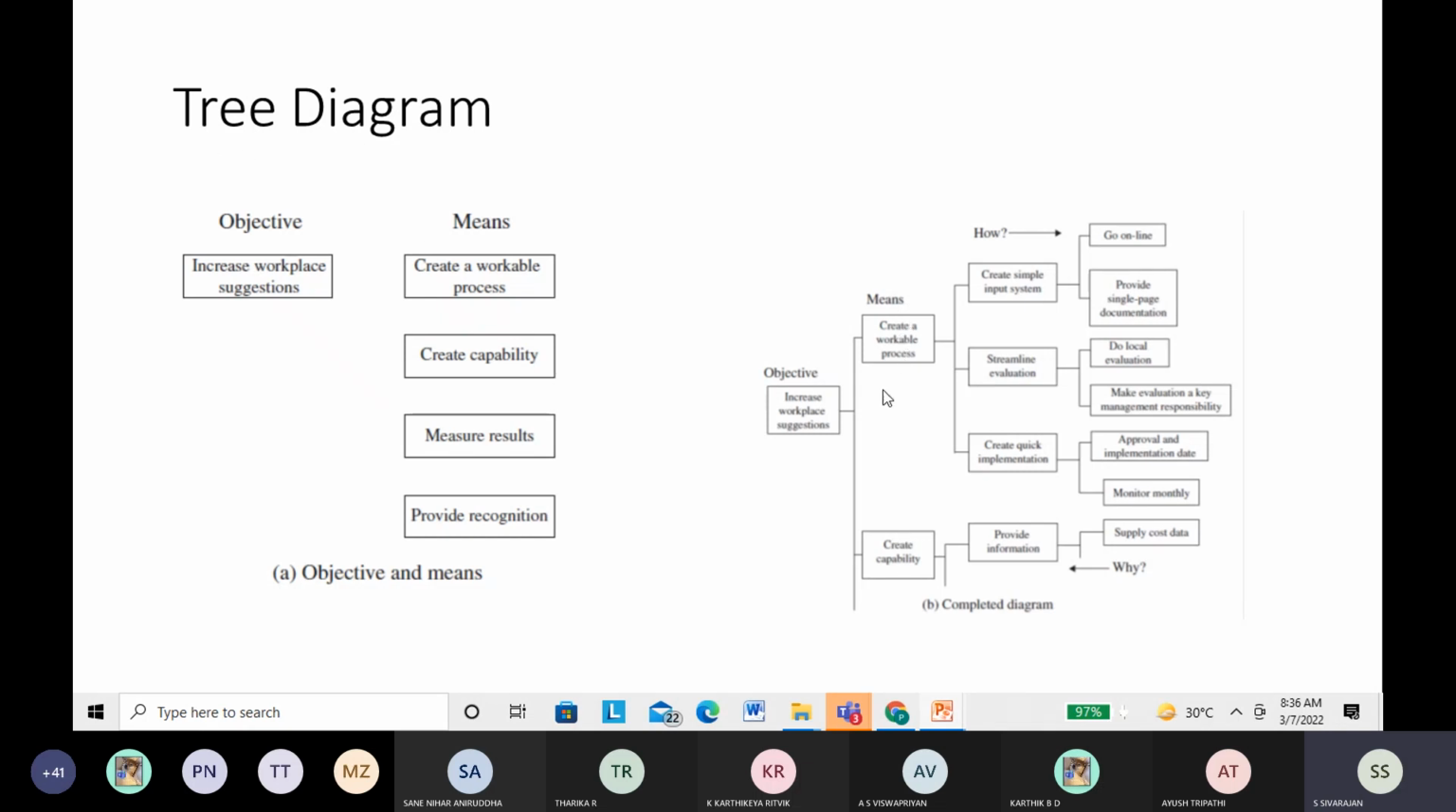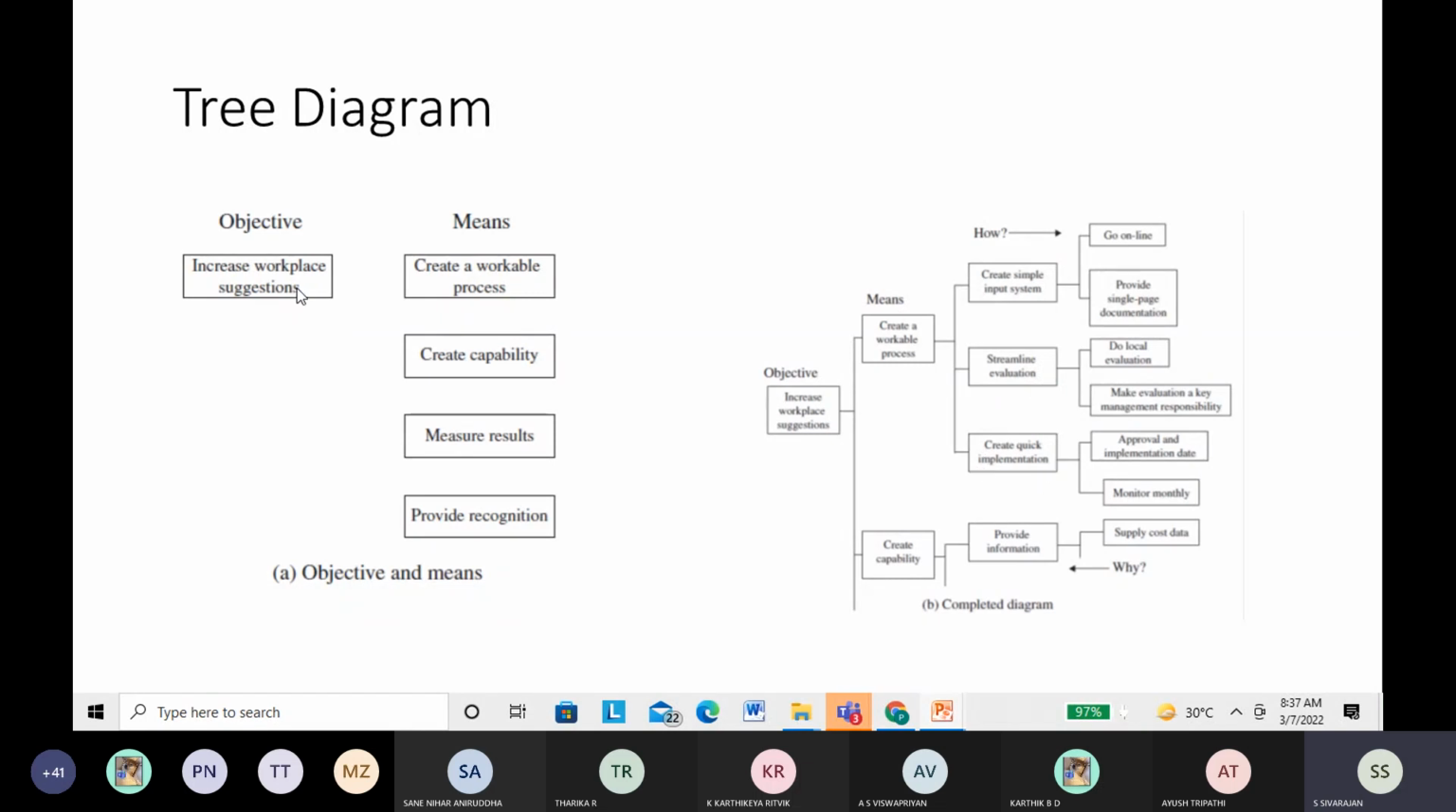And the next stage, you find out. So you try to construct a tree like this. We want to increase workplace suggestions. The first is create a workable process, and next create capability. These are the means. Four means we have already found out. And at the next stage, how to improve them. If you want to create a workable process, create a simple input system, then streamline the evaluation, and create quick implementation.